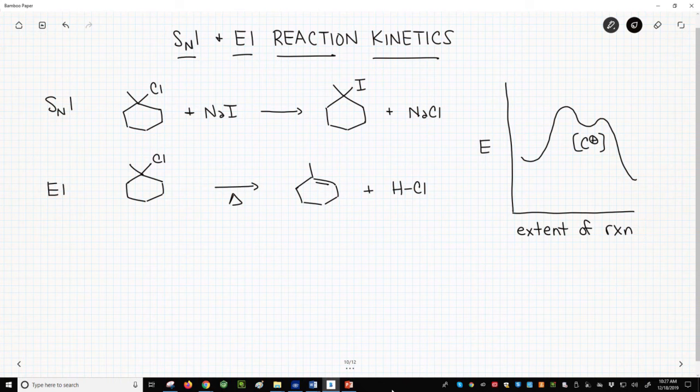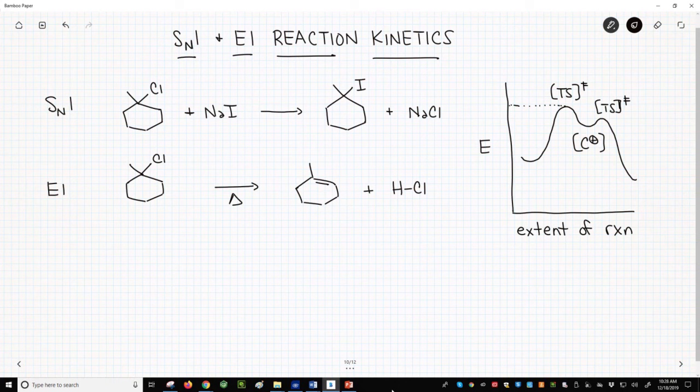Okay, but we have two steps. Which is the rate-determining step? Would that be the first or the second? The rate-determining step is always the step with the highest energy transition state. Here are the two transition states. And the first one is the one with higher energy. So the first mechanistic step is the rate-determining step.